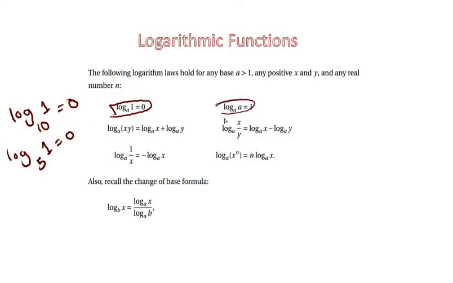Again here, another important rule. Log base 3 of 3 equals 1. Because 3 to the power of 1 equals 3. Log base 10 of 10 equals 1. Or you can just simply write it as log 10. When you don't write the base, it means that it's 10. Equals 1 as well.